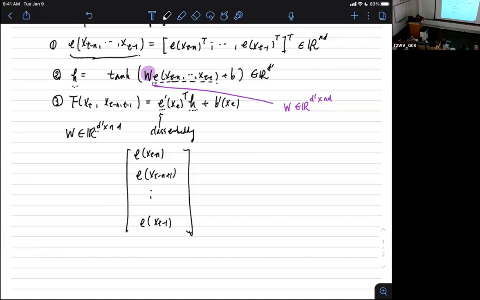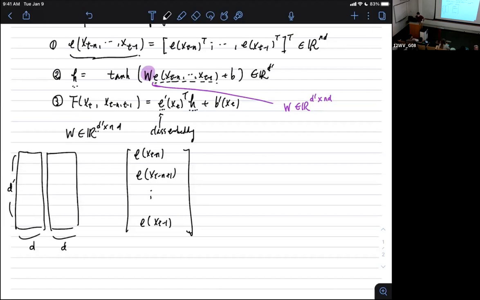So we're going to have d many rows here. And then you can imagine d prime many rows. And you can imagine that we have n copies of d prime by d matrix that are concatenated with each other.